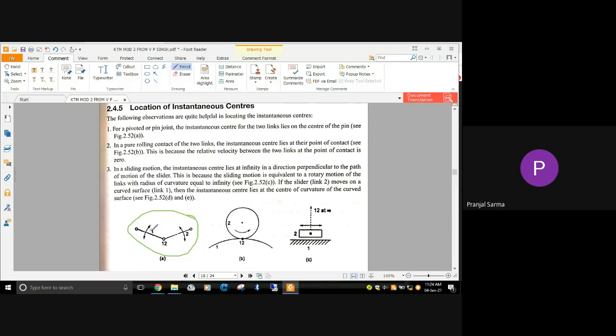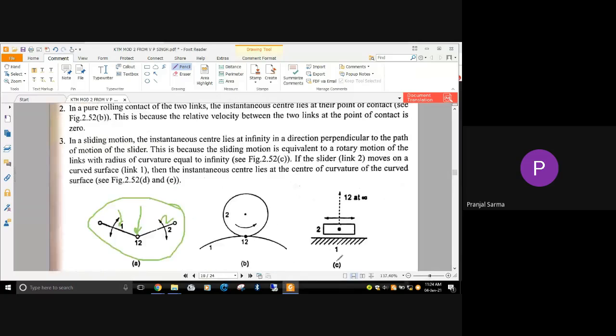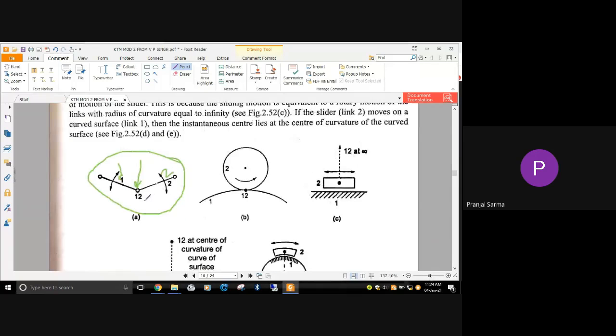So we have got link 1 and link 2, and they are joined by this pin joint. For a pin joint, where is the location of the instantaneous center? It lies at the center of the pin itself. That means if this kind of case is there, then we generally denote the instantaneous center with I. And this is link 1, this is link 2.